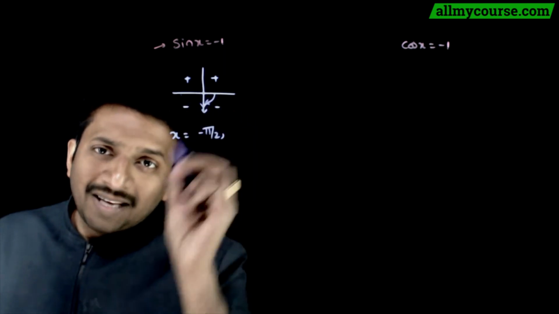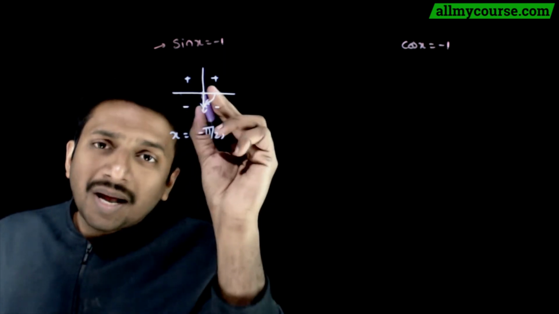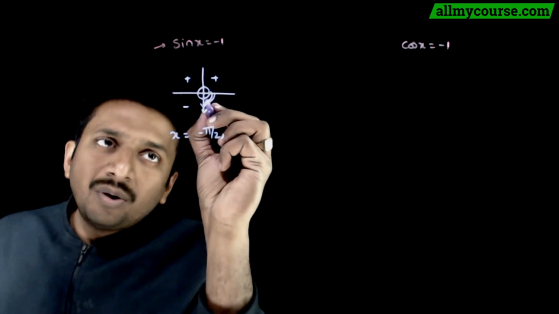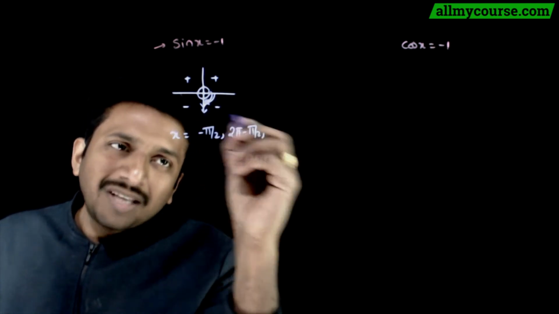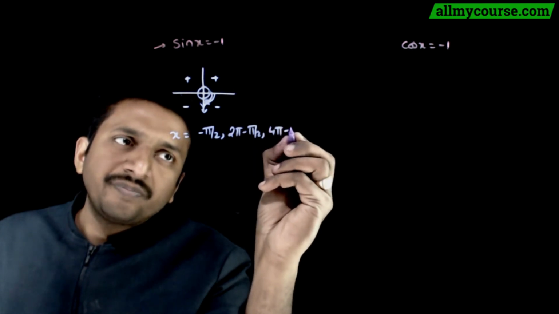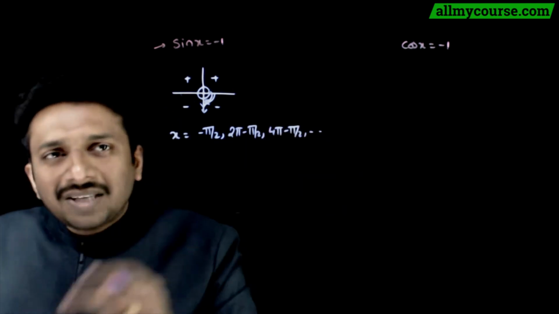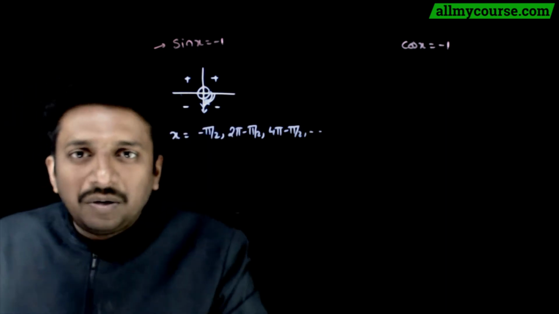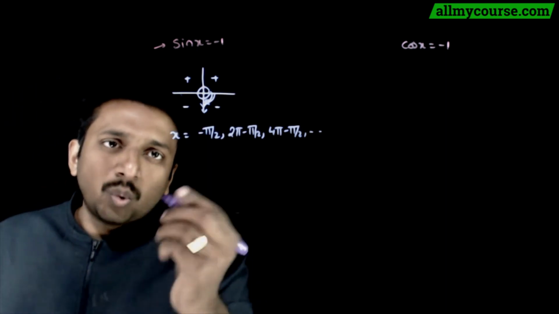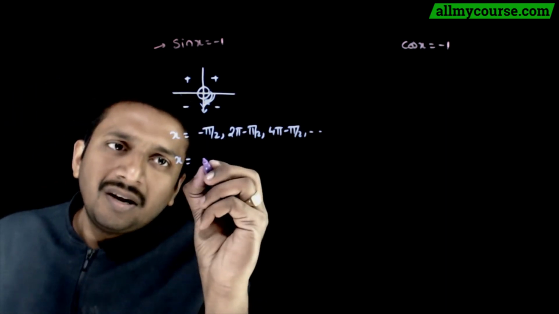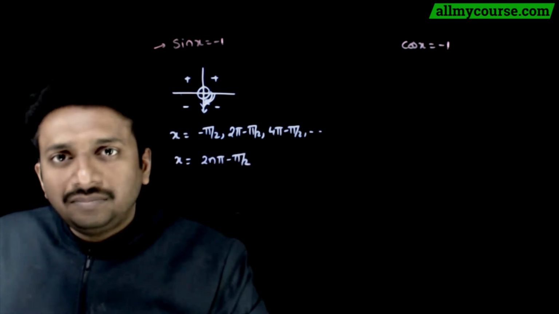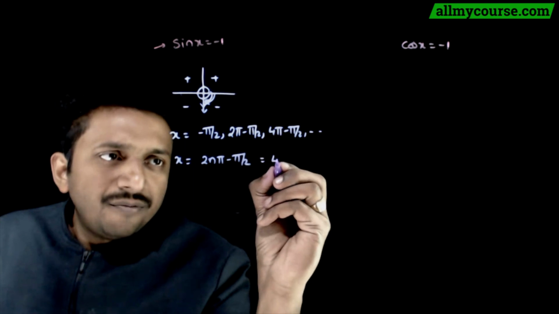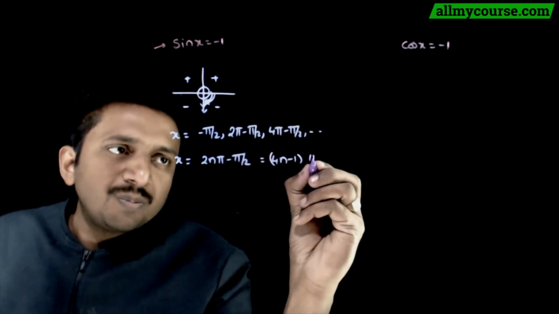So the solutions are minus pi by 2, 2 pi minus pi by 2, right? One complete rotation and then go to minus pi by 2. This 2 pi minus pi by 2, 2 rotations minus pi by 2, and so on. Some number of complete rotations minus pi by 2 is the solution for this. So what is the general solution? 2n pi, this time minus pi by 2. That is nothing but 4n minus 1 times pi by 2.